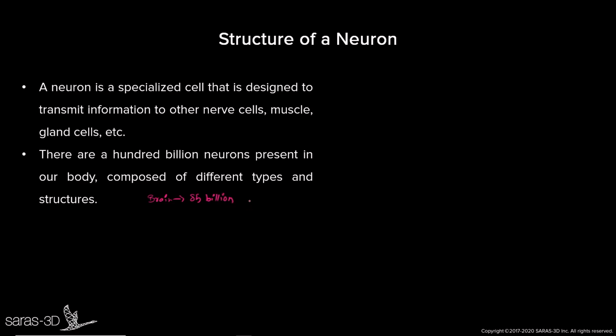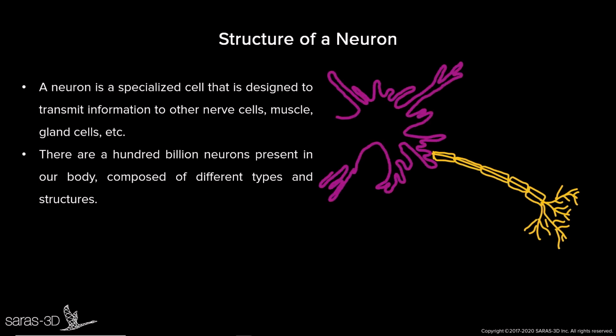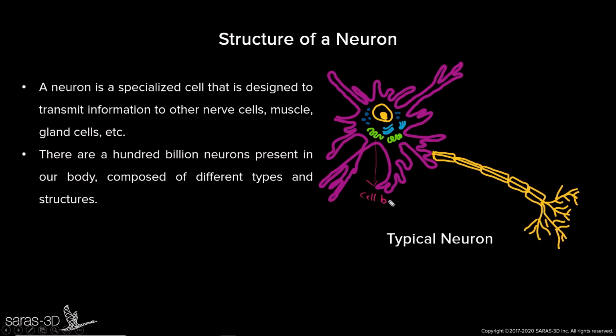Let us first discuss what a generic or typical neuron looks like and the common structures of any neuron. So, as can be seen here, the structure of any neuron includes the cell body. From the cell body, many appendages or fine structures arise which are known as the dendrites. It also has an axon, which is an extension from the cell body as seen here.